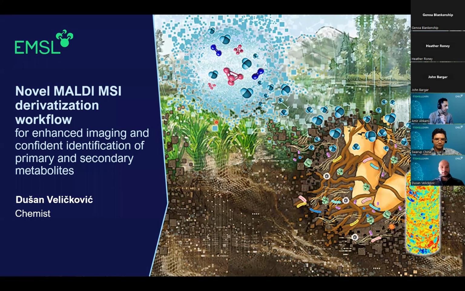My name is Dusan Velickovic, and today we will go over a novel mass spectrometry imaging capability that we recently developed and implemented into the EMSL user program for improved imaging and confident identification of primary and secondary metabolites that we can visualize in rhizosphere related samples.